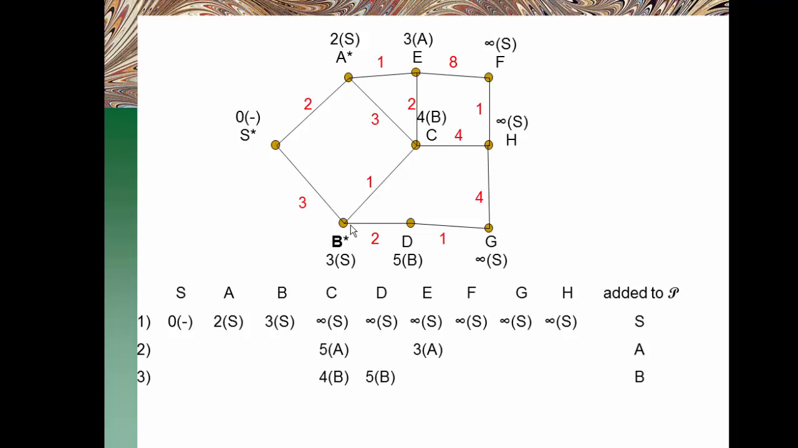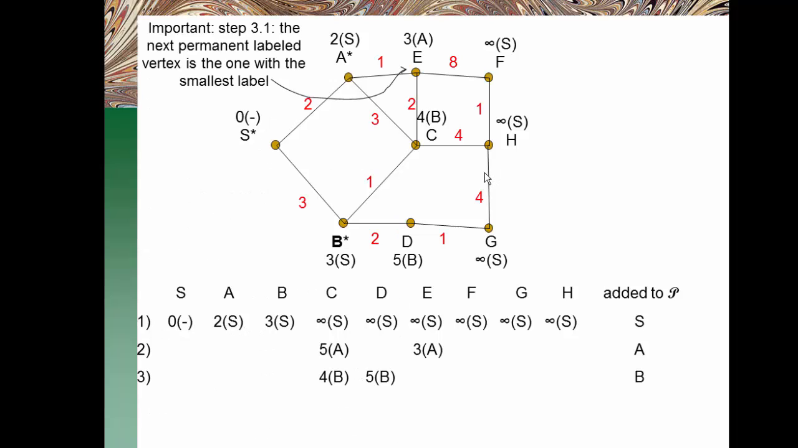B is finally added to the list of permanent labeled vertices, and here again we keep track of the changes of the labels. Now we go back to step 3.1, and we choose the vertex that has the smallest label, and in that case is 3. Again, we choose the smallest label from the vertices that don't have permanent labels.